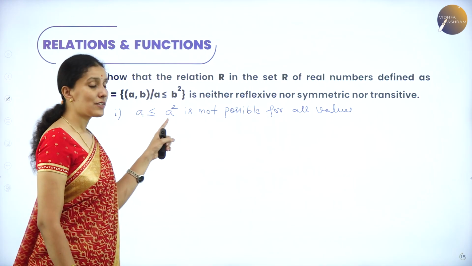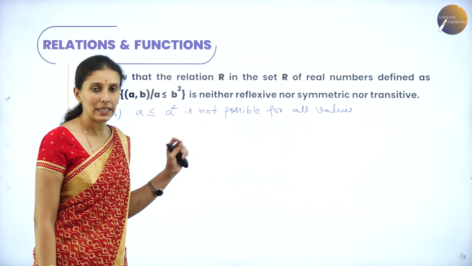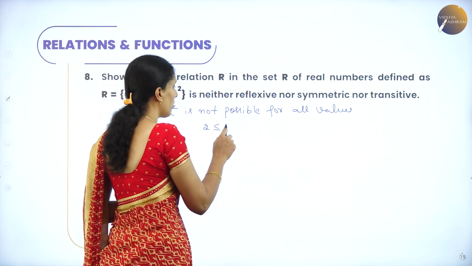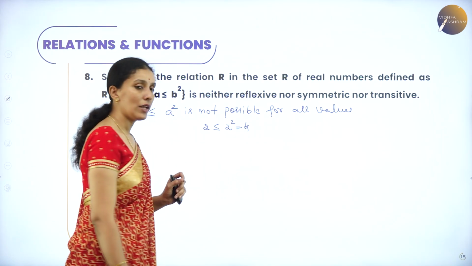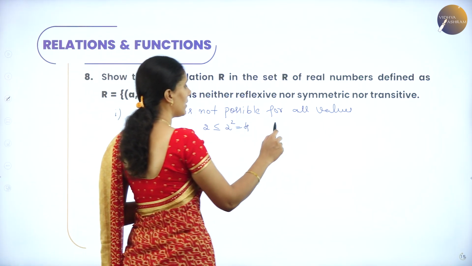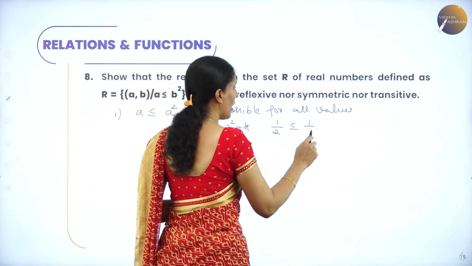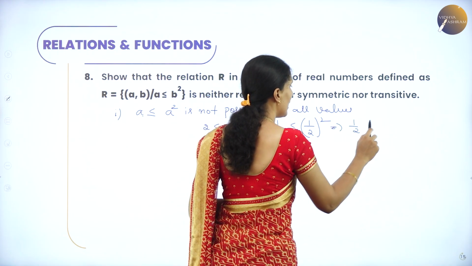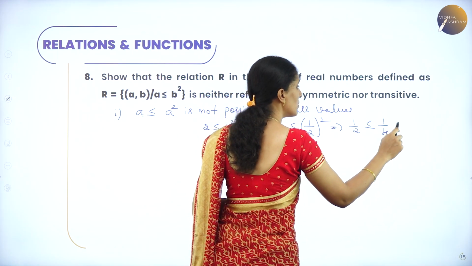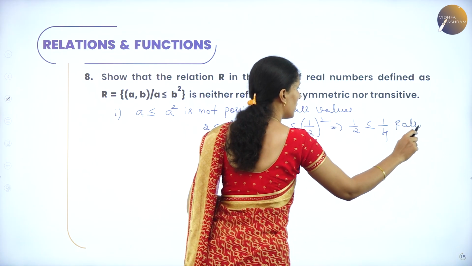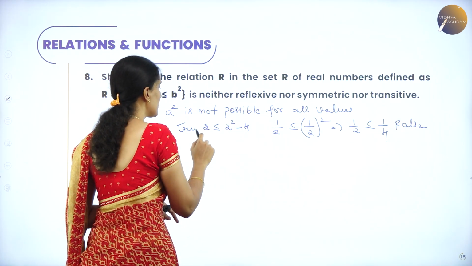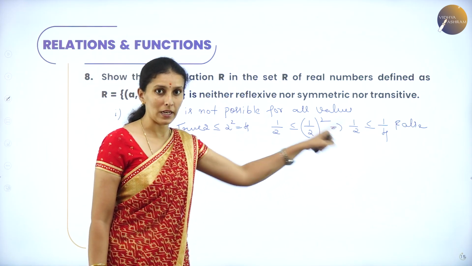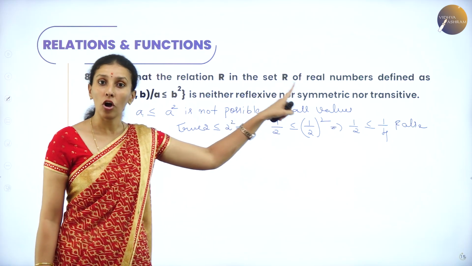We can write 1 less than or equal to 1 square because it is equal, but we cannot write 2 less than or equal to 2 square, because that would mean 2 less than or equal to 4. Suppose I write half less than or equal to half square. Another example, here I will get half is less than or equal to 1 by 4. This is not true, this is false. So here it is true, for this case it is true. But in the case of fractions, this is not possible. Hence, it is not possible for all values in R.